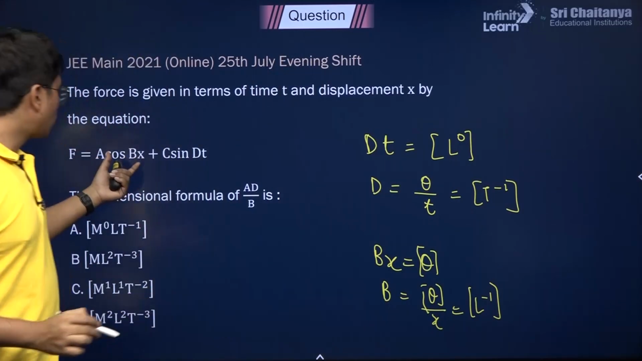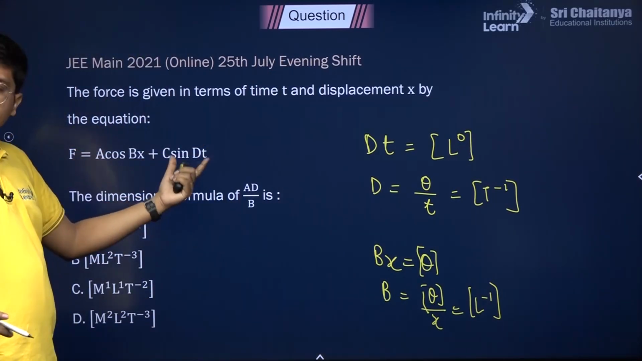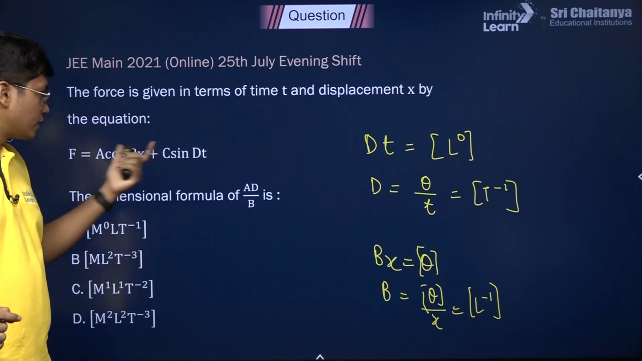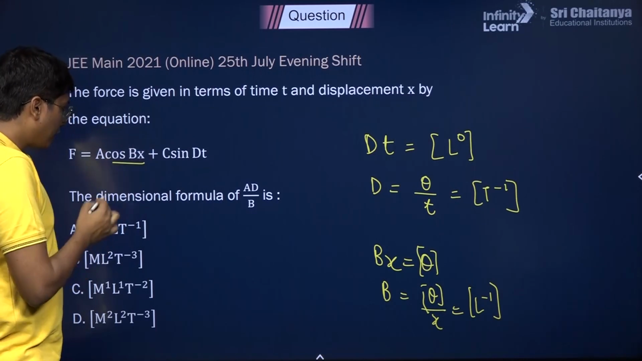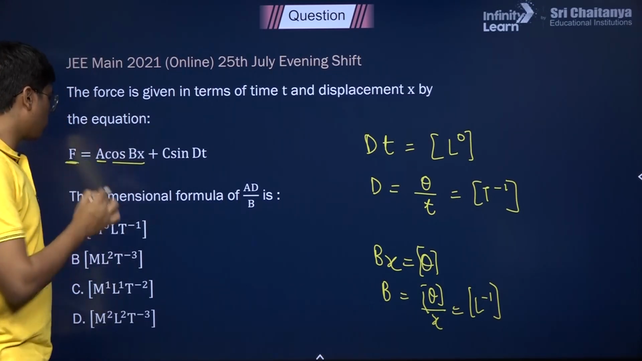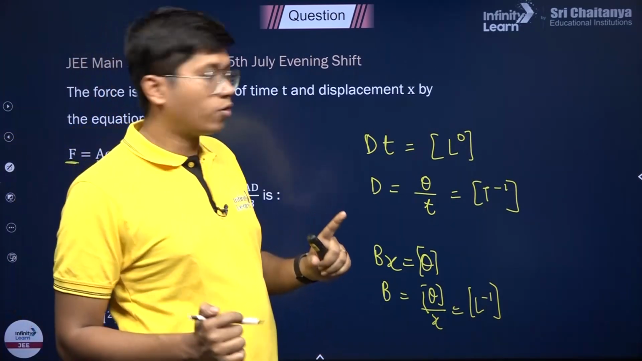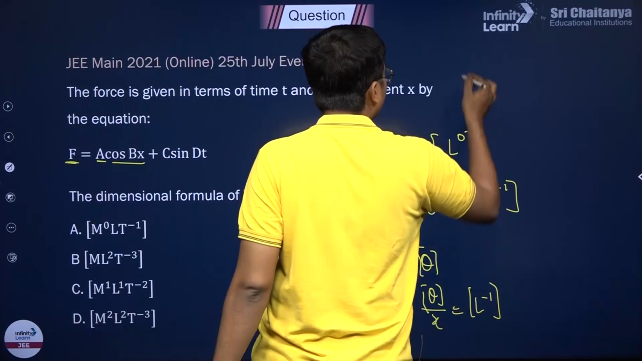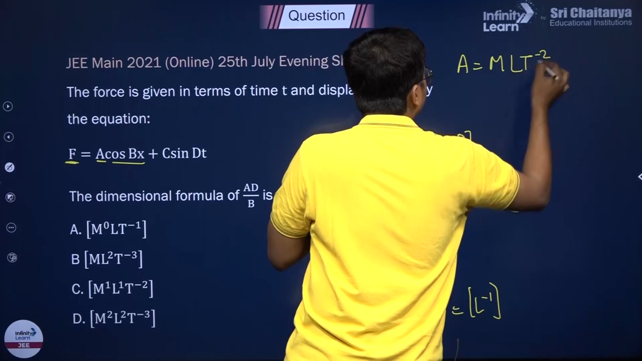And over here, this cos or this sine is again dimensionless, because sine or cos gives you a dimensionless quantity. So a dimensionless quantity multiplied with A gives you the dimensions of force, which means A also should have the same dimensions as force. So the dimensions of A would be MLT^-2, right?